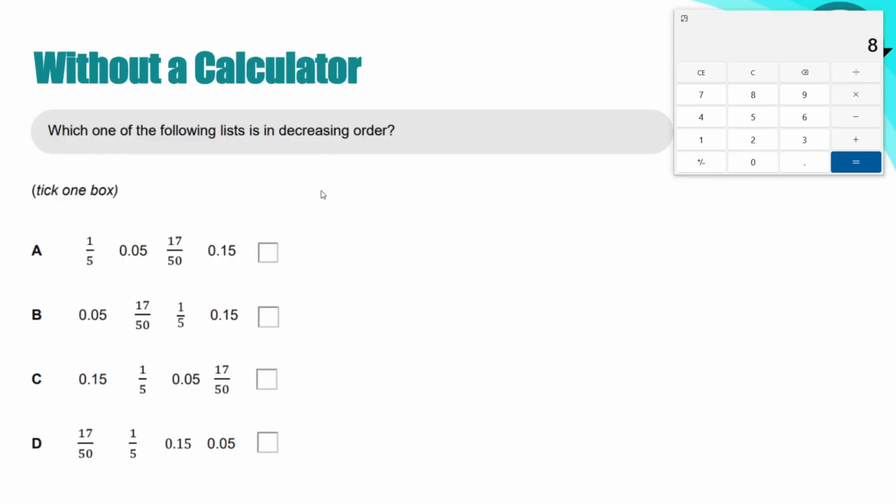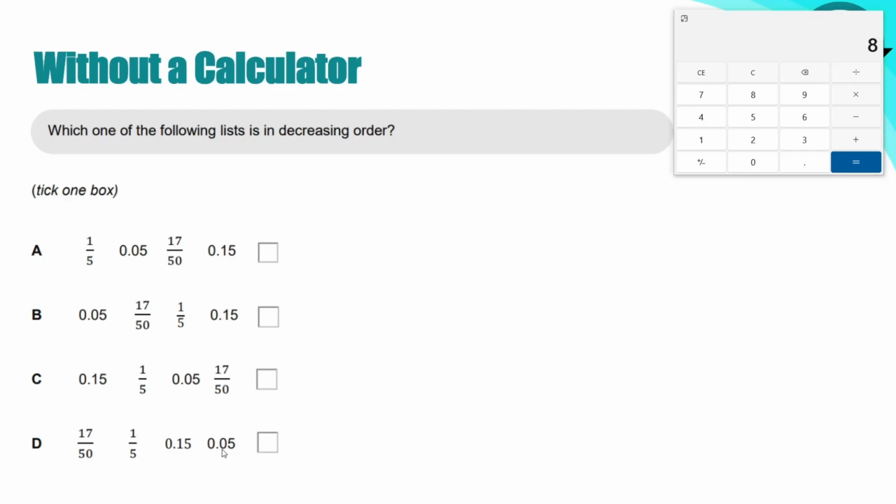So with this next question, it's actually a mock exam question from a non-calculator paper from City and Guilds. And this one, as you can see, is a multiple choice. What you would need to do with this one is basically just identify which one is going from largest to smallest. And having the familiarity of fractions, decimals and percentages, you'd be able to identify straight away which one here is going to be the correct answer, which is D.